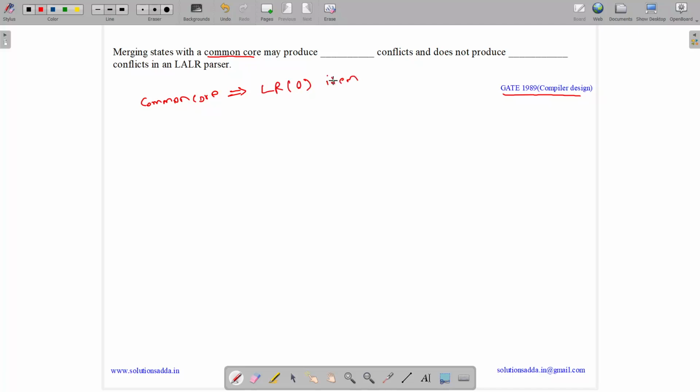You need to remember this, that common core refers to the LR0 item. And what do we know about LR0 items? We know that LR0 items do not have lookahead symbols.